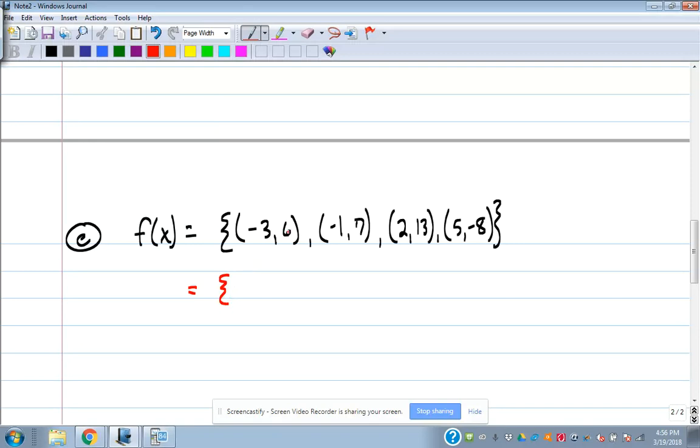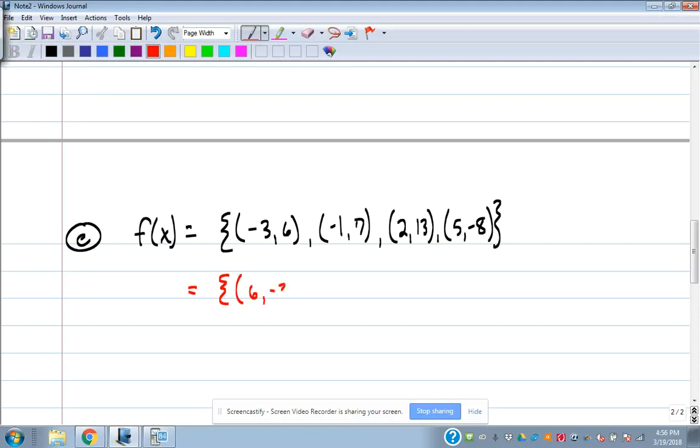interchanges the domain and range. The domain is the what values? X values. The range is the y values. So again, we're going to swap x and y. If I swap x and y on this first ordered pair, 6 becomes the x, -3 becomes the y. We just turn that ordered pair around.